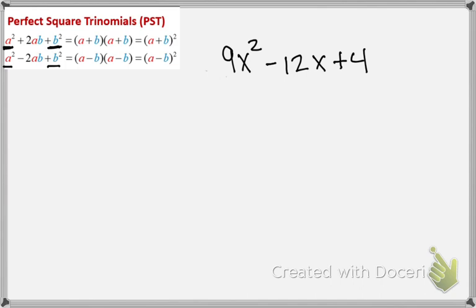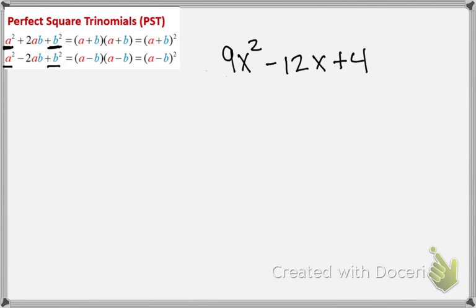Alrighty, we've identified the first and third terms. If they are perfect squares, then we are good to go. The next step is to take the square root of the first and the third term. Multiply them together, then that product you're going to multiply by 2. After you complete that process, if you end up with the exact same number as your second term, you know that you have a perfect square trinomial.